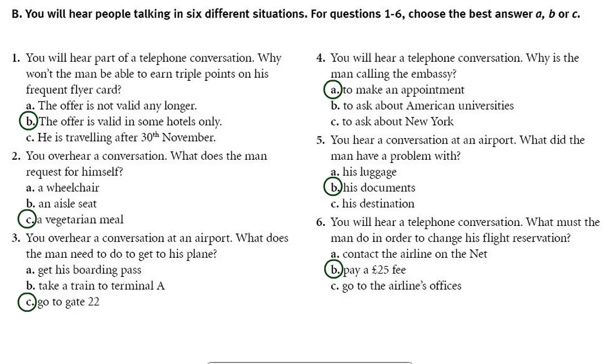3. You overhear a conversation at an airport. What does the man need to do to get to his plane? A. Get his boarding pass. B. Take a train to Terminal A. C. Go to Gate 22.